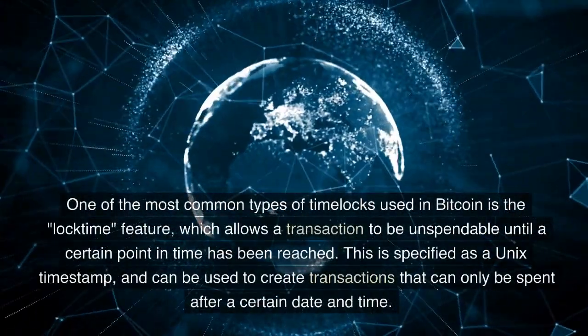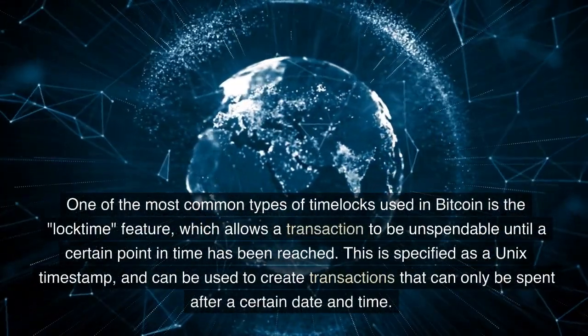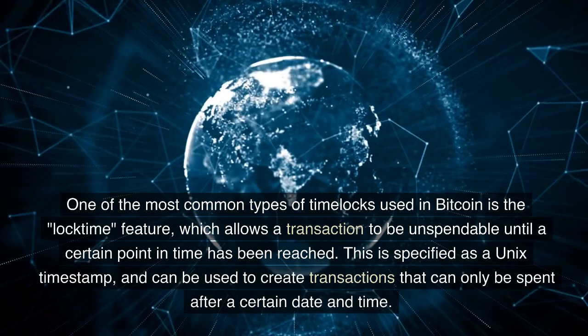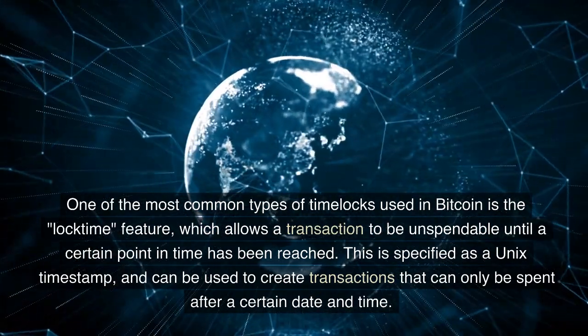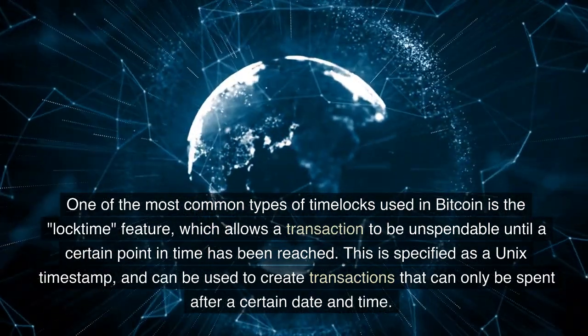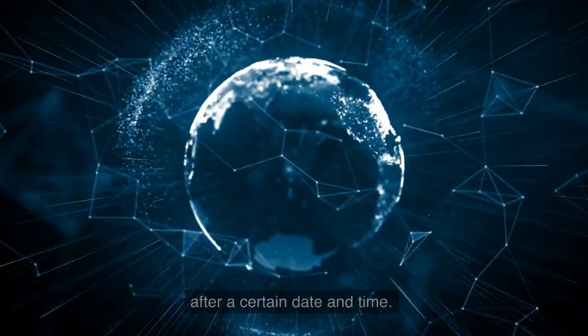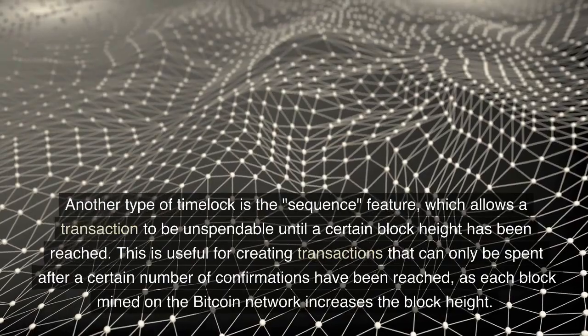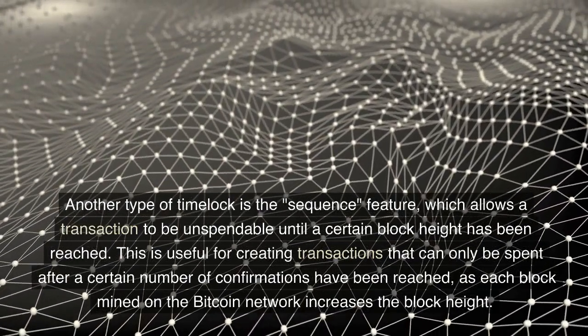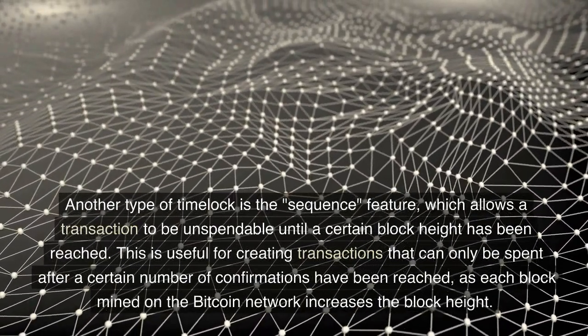One of the most common types of time locks used in Bitcoin is the lock time feature, which allows a transaction to be unspendable until a certain point in time has been reached. This is specified as a Unix timestamp, and can be used to create transactions that can only be spent after a certain date and time. Another type of time lock is the sequence feature, which allows a transaction to be unspendable until a certain block height has been reached.